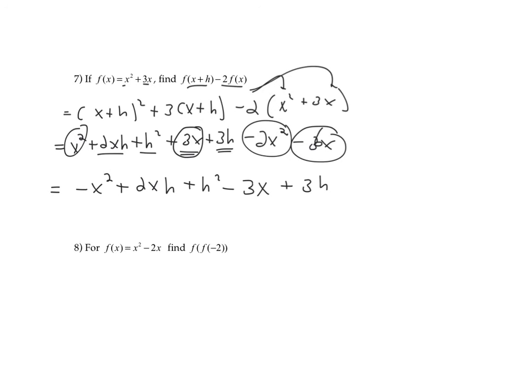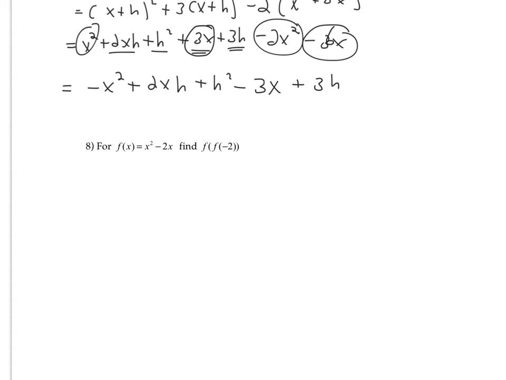Okay, for number 8, we're going to take the function f of x equals x squared minus 2x, and we're going to find f of f of negative 2. So we're going to be doing 2 substitutions. So first start on the inside and do f of negative 2, which will give you negative 2 squared minus 2 times negative 2, which yields 4 plus 4, which is 8.